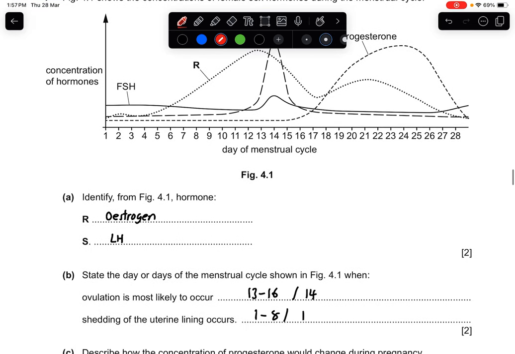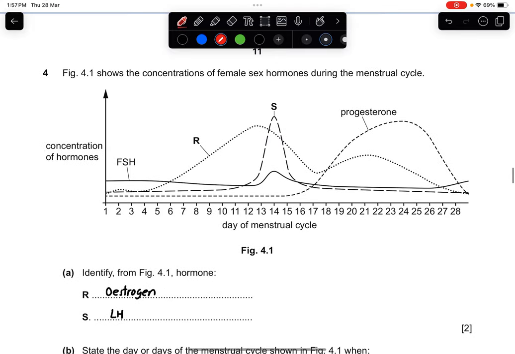So B, state the day or days of the menstrual cycle shown in figure 4.1 when ovulation is most likely to occur. It's always between 13 to 16 days, or you can give one value, 14 days, acceptable. So it's always when the luteinizing hormone begins to spike, and around 16 days is where it starts to decrease, somewhere around here. Peak is at 14 days.